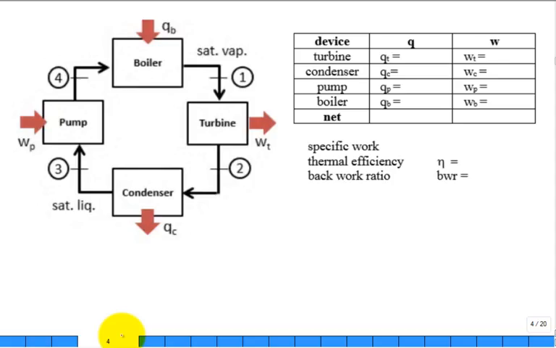So here is an illustration, cleaned up. Do I have the boiler? Do I have the turbine? Do I have the condenser? Do I have the pump? Did I put state 1 in the same place, state 2, state 3, and state 4?